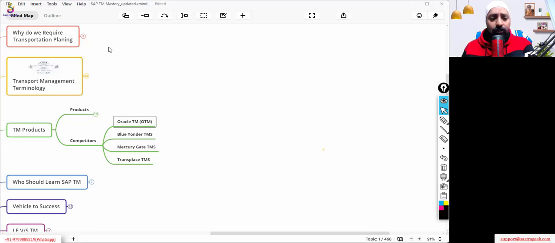Shrikant is asking, is GTM also available in SAP TM? If you can elaborate on the terminology, what terminology are you using for G? It's global transport management.